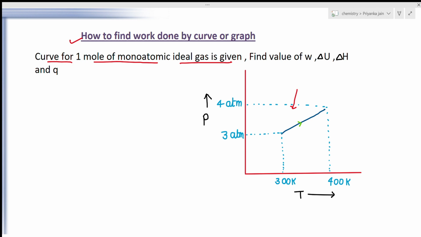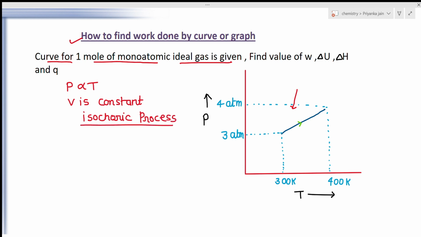So we can say P is directly proportional to T, or we can say V is a constant. So this process is actually isochoric. It means it is happening at constant volume. So the first thing is that the process given to you is an isochoric process, and when the volume is constant, the work done is equal to 0. So the first answer is work done is equal to 0.